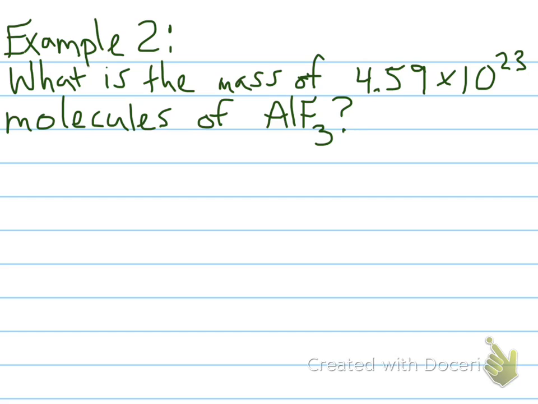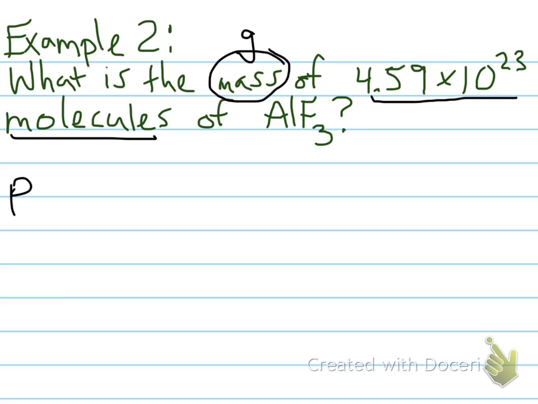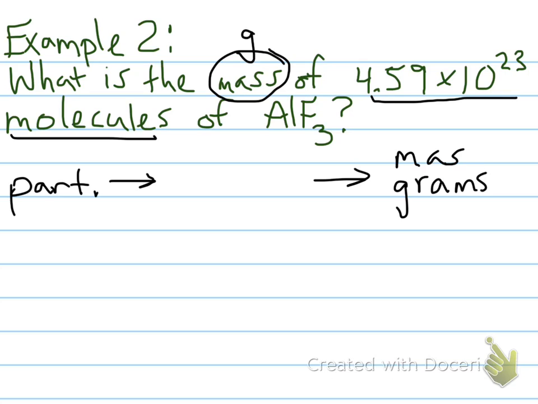What is the mass of 4.59 times 10 to the 23rd molecules of aluminum fluoride? So in this problem, the question is, what is the mass? Remember, mass is in grams, so I'm looking for my grams, and I'm given 4.59 times 10 to the 23rd molecules. So this time I'm given particles, I'm given molecules, and I want to end up with grams, but I can't convert them directly.